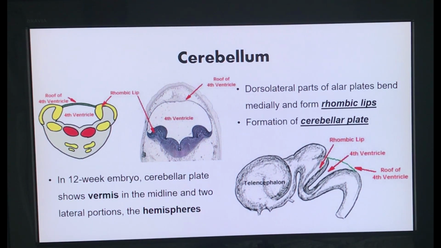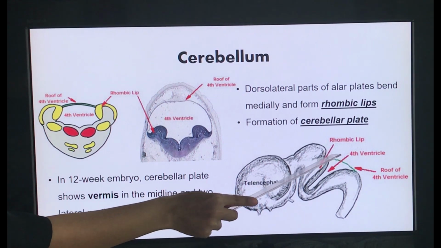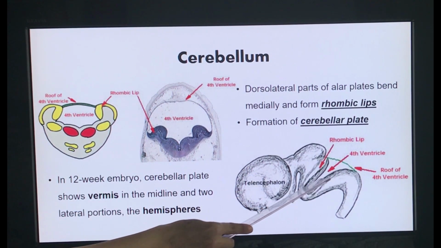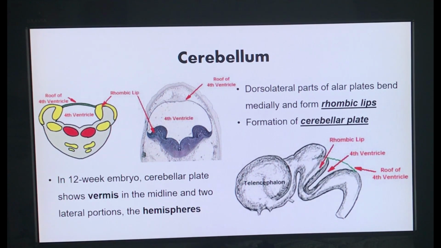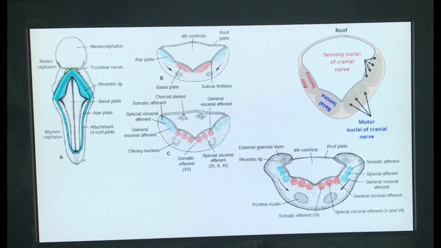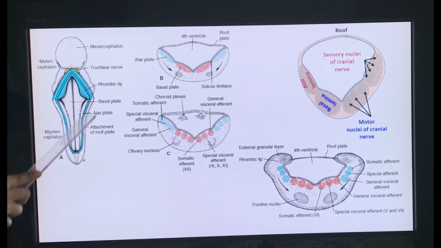Once these rhombic lips are formed on the dorsolateral parts of the alar plate of the metencephalon, there will be further deepening of the pontine flexure. Due to this deepening, the rhombic lips which are formed compress in the cephalocaudal area. If you can see over here, the lips are present, and on the cranial aspect they are a little bit closer compared to the caudal aspect.